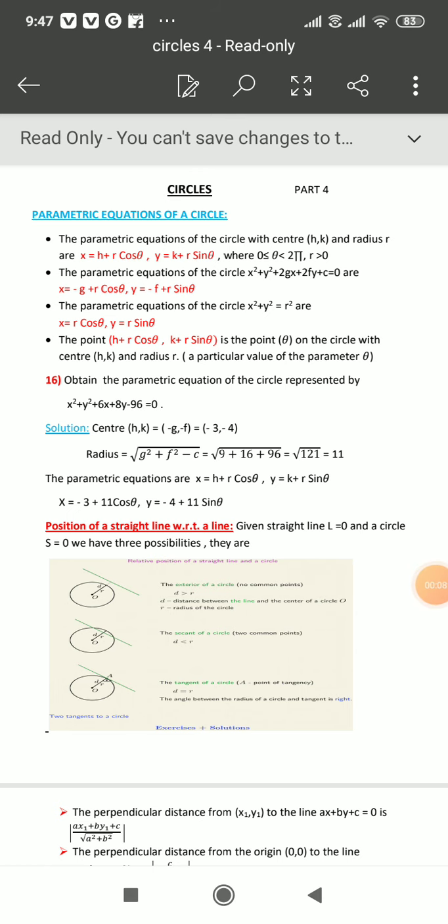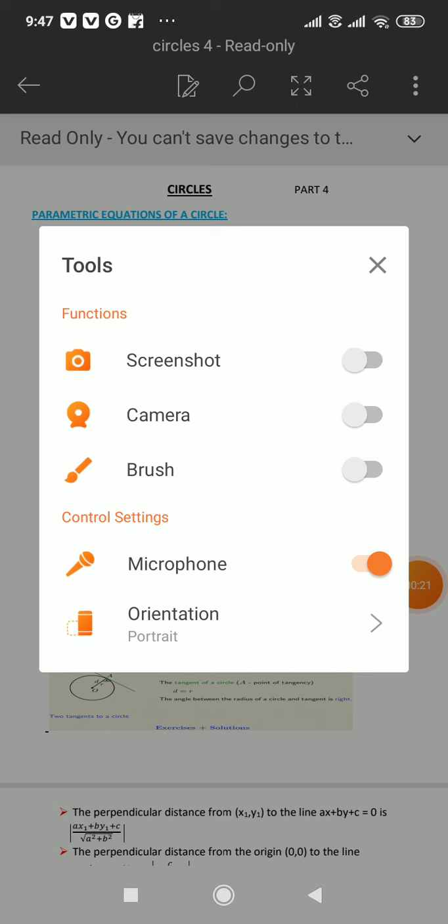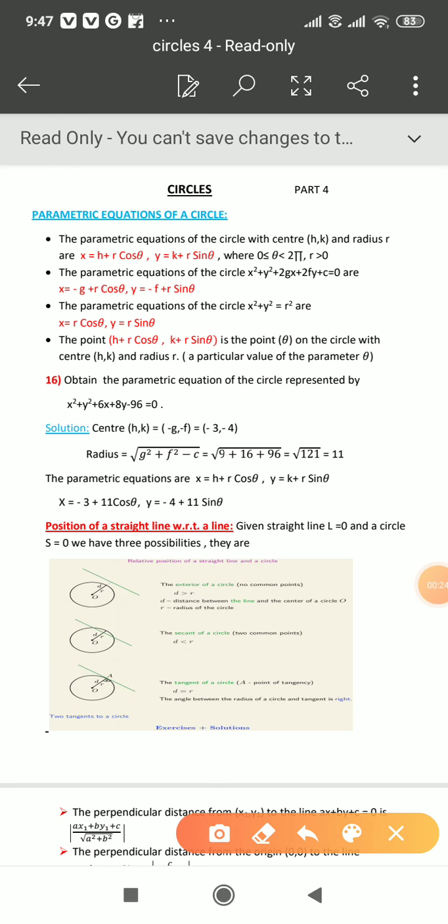Now we discuss the chapter Circles, part 4. In this session, we discuss the parametric equations of a circle and the position of a straight line with respect to a circle. First of all, we discuss the parametric equations of a circle.